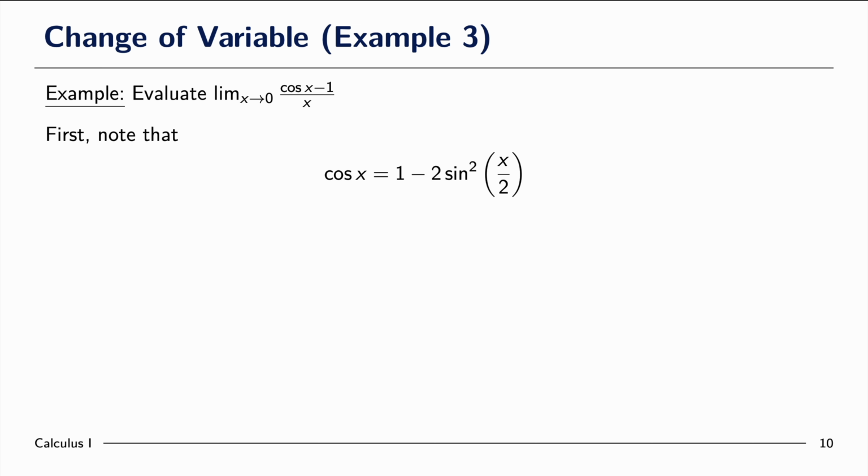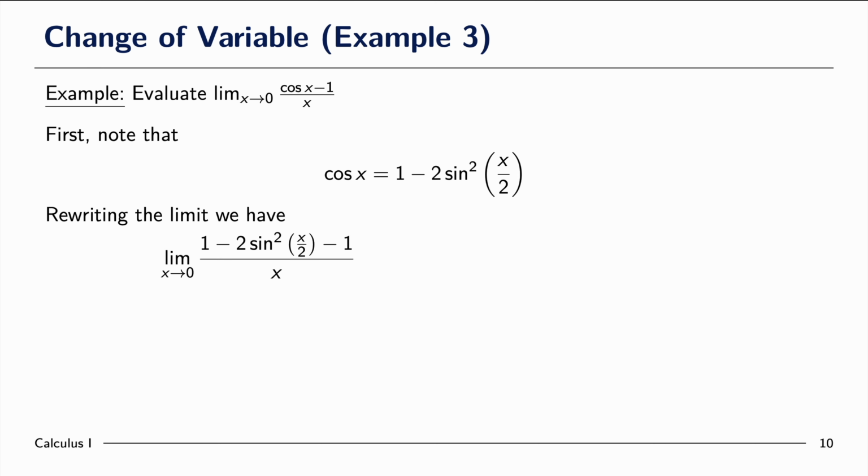And now let's move on to our final example of change of variable. Let's say we want to evaluate the limit of cos x minus 1 divided by x as x approaches 0. What we're going to do first is apply a trig identity. Notice that cos x is equal to 1 minus 2 times sine squared of x over 2. We can substitute this expression for cos x into the limit and get the following.